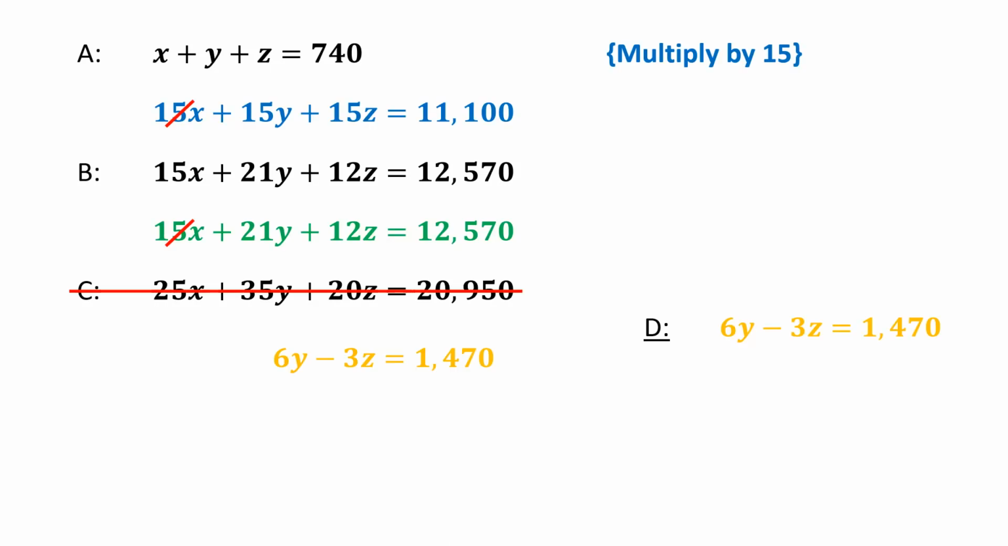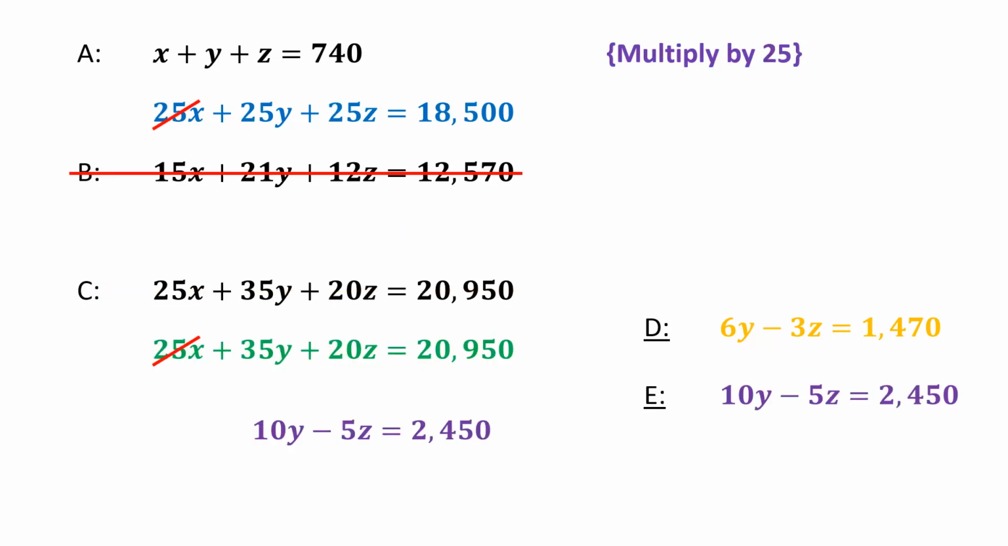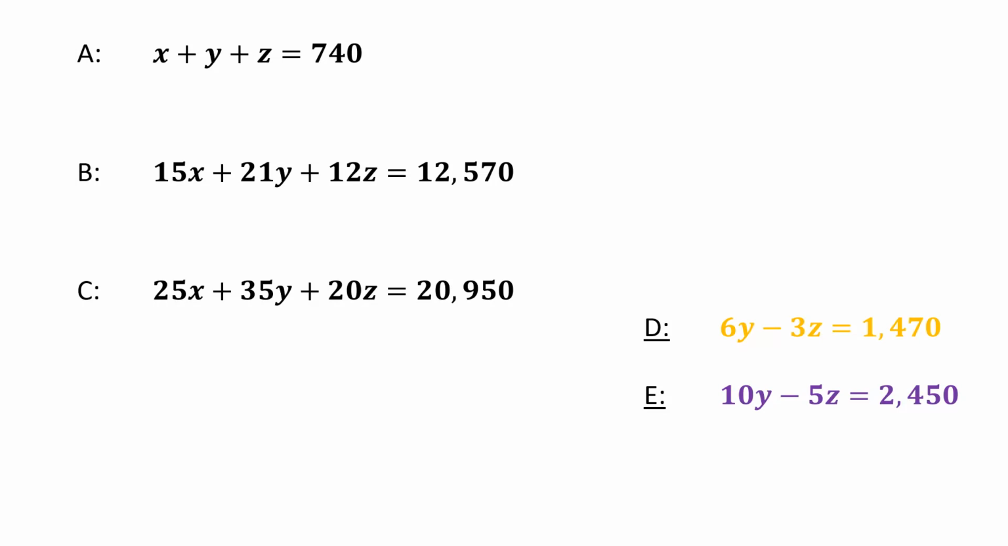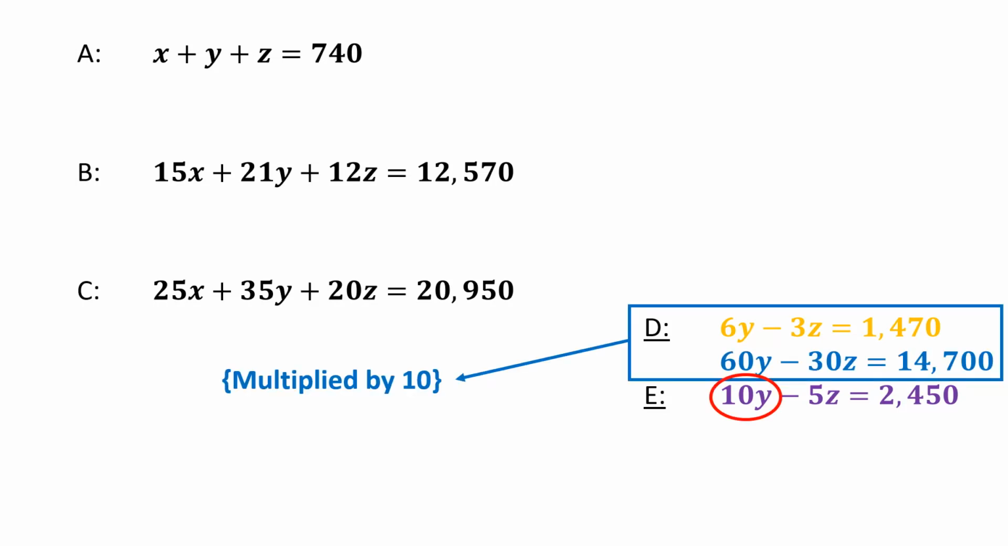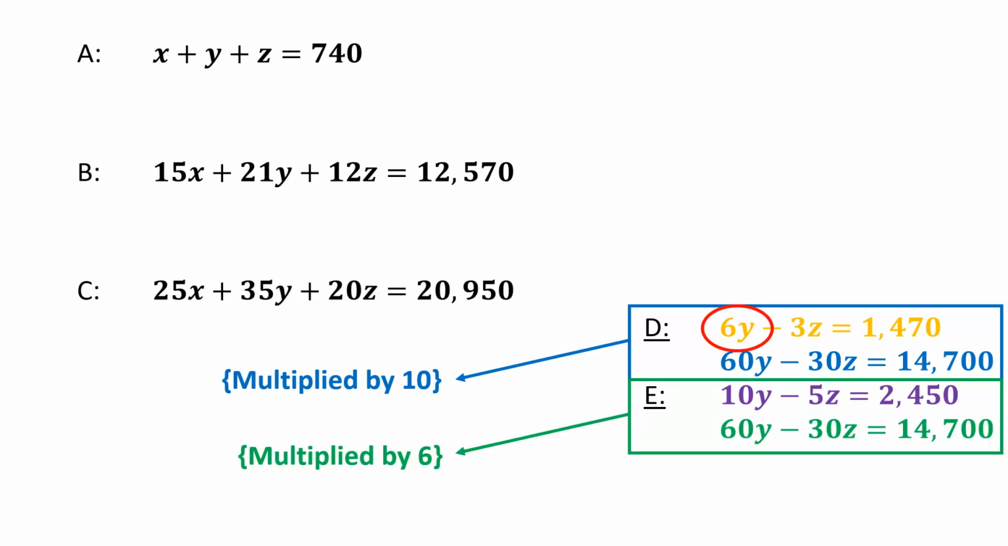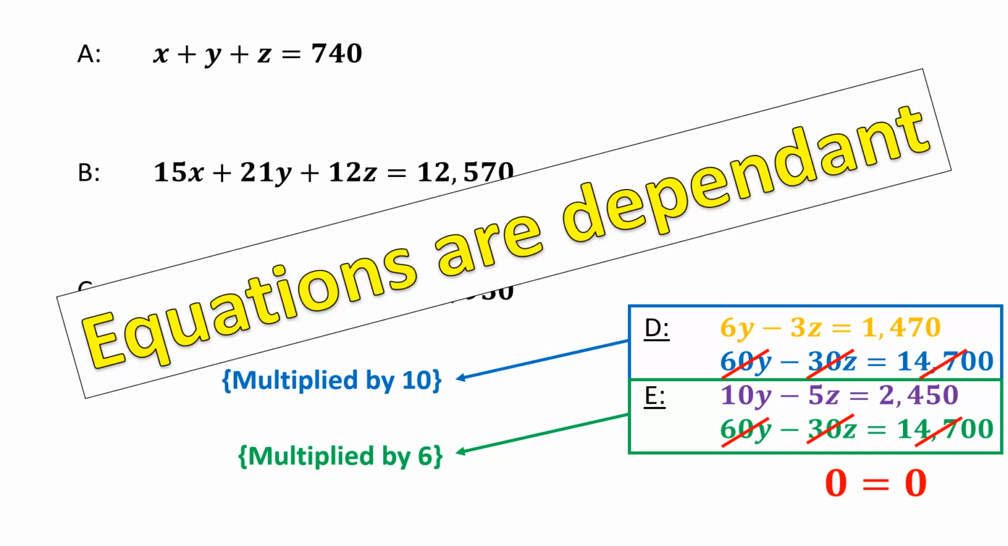If we take equations A and B and multiply A by 15, we can eliminate the 15x with the 15x in equation B to get equation D. Then, if we pick two new equations, A and C, we can multiply everything in A by 25, so that eliminates with the 25x in equation C, and that gives us equation E. Now, if we take equation D and multiply everything by 10, and then we take equation E and multiply everything by 6, we do our subtraction, and this is where we get 0 equal to 0, which is our proof and justification that these equations are dependent.